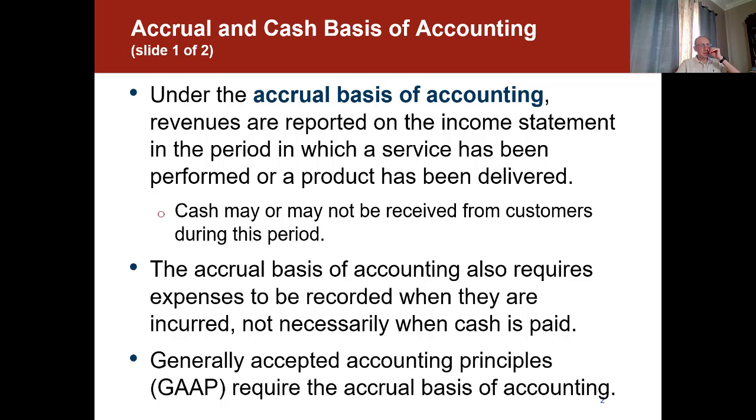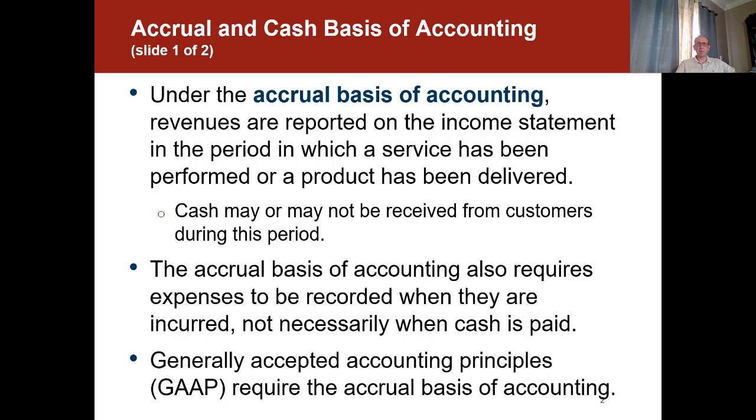As it says here, under the accrual basis of accounting, revenues are reported on the income statement in the period in which a service has been performed or a product has been delivered. And that's the main idea about the accrual basis. It doesn't matter whether we got the cash or not. What matters is that we provided the service or we delivered a product to the customer. So once we provide the service or deliver a product to the customer, we earn the revenue.